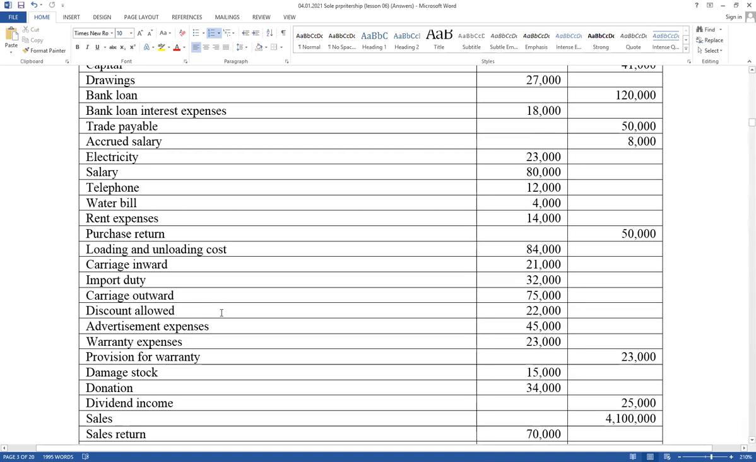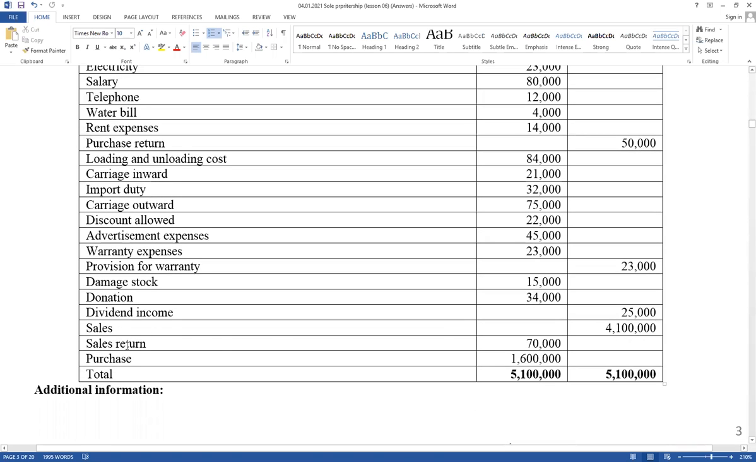First, try to get an idea about the trial balance. Advertisement expense, warranty expense. Warranty expense account is debited and provision for warranty is credited. That adjustment I will discuss later. It has already been recorded; warranty expense is available as well as provision for warranty. And damaged stock expense, donation also expense, dividends is income, and sales as well as sales return and purchases are given. Those are the summary of the ledger accounts.